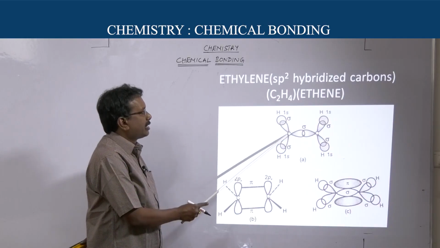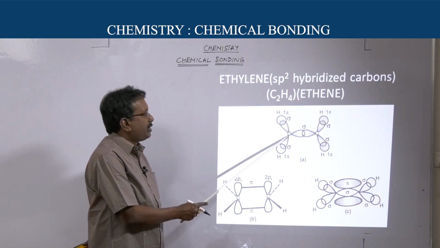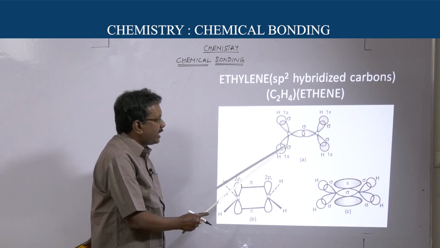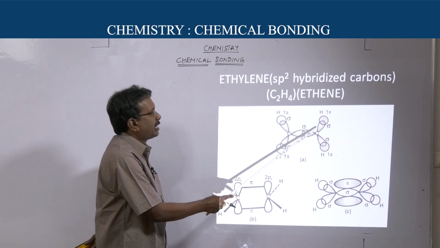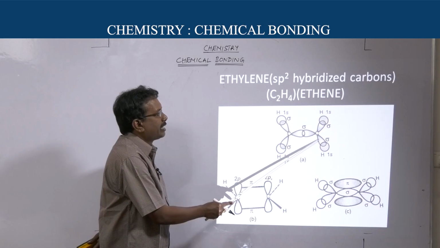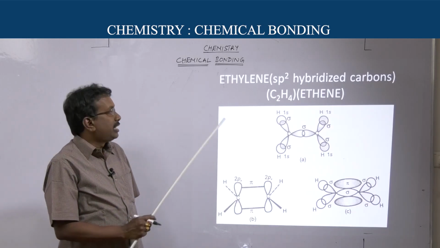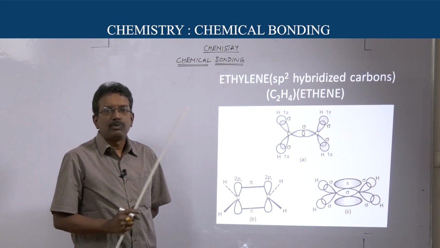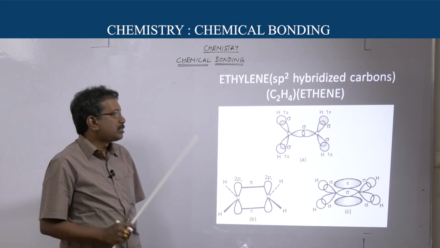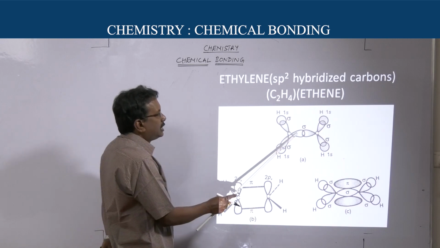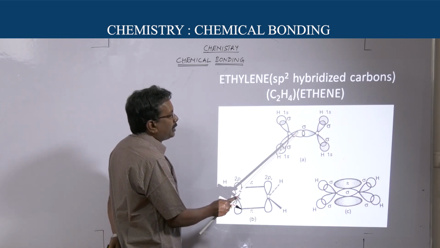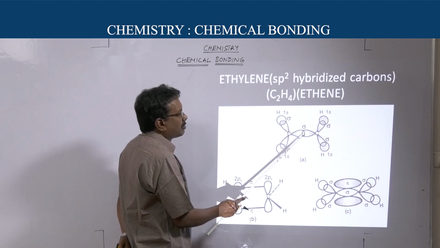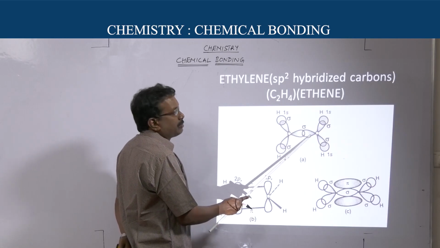So each carbon undergoes sp2 hybridization. Near each carbon we get 3 sp2 hybrid orbitals. Overall, in the ethylene molecule, near both carbons we get 6 sp2 hybrid orbitals. Out of the 6 sp2 hybrid orbitals, the sp2 orbital of one carbon overlaps with the sp2 orbital of the other carbon atom. This is called a sigma bond, an sp2-sp2 sigma bond.